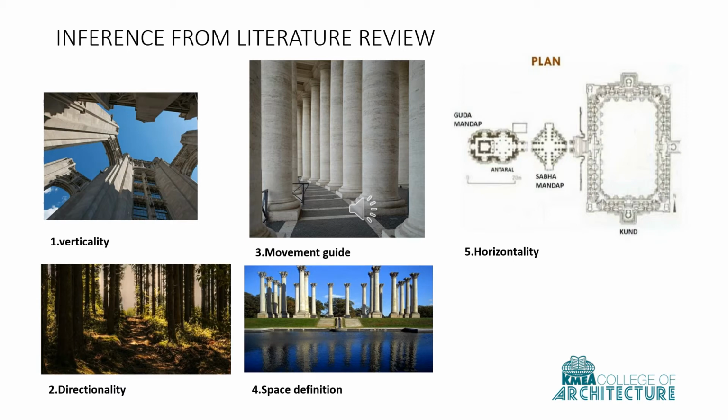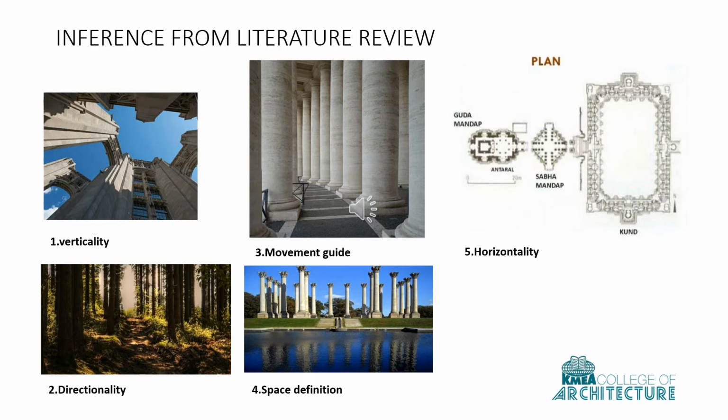Horizontality. Here is an example of the Sun Temple, Modhera. Here the public Suryakund, the semi-public Sabha Mandapa, and the private space Gudha Mandapa are aligned in a linear horizontal axis according to the character of the space. The Suryakund is public, the Sabha Mandapa is semi-public, and the Gudha Mandapa is private. And these lines, meaning columns, contribute to their spatial quality also.